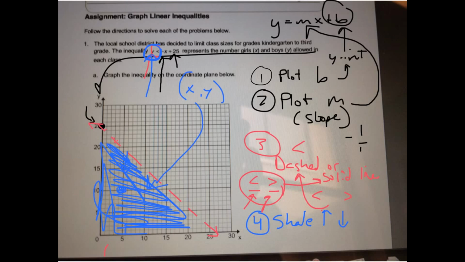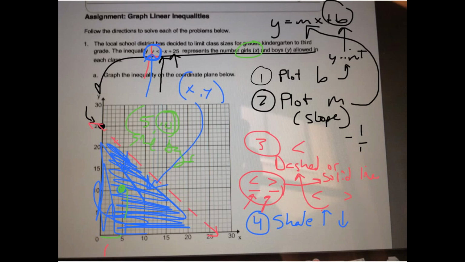That means that 5, 10 could work. Let me get a different color. Let's see. Green. That means that 5, 10 could work. That's fine. 5, 10 fits in our shaded area, so it can work. That means that we can have, x is girls, so we can have 5 girls and 10 boys in the class. Okay, it works.